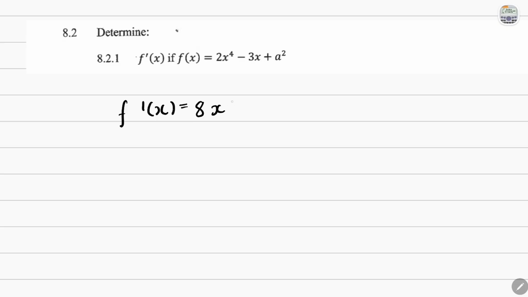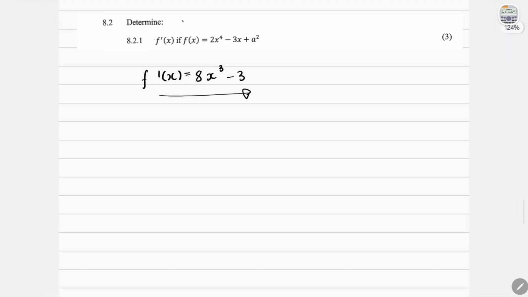We have 8x, exponent minus 1 is 3, and then coefficient times exponent is negative 3, and we have x, the exponent on that x is a 1, so exponent minus 1 is 0. Anything to the power of 0 is 1, and negative 3 times 1 is negative 3. This is a constant. If you derive a constant, it simply becomes 0. And so this is our answer. Okay, moving on to the next question.